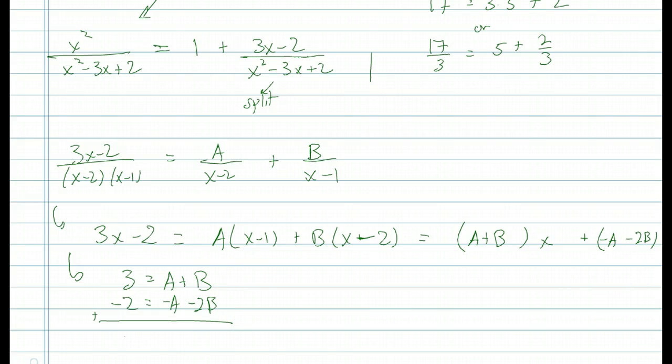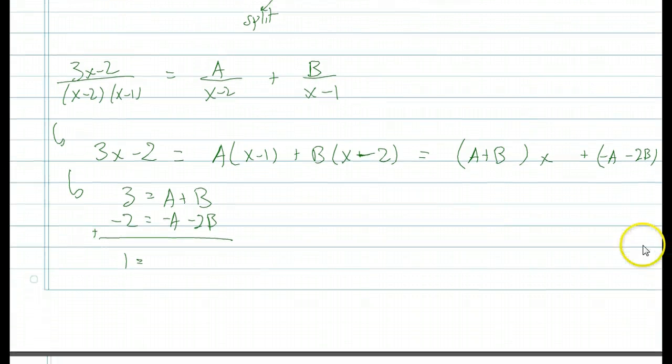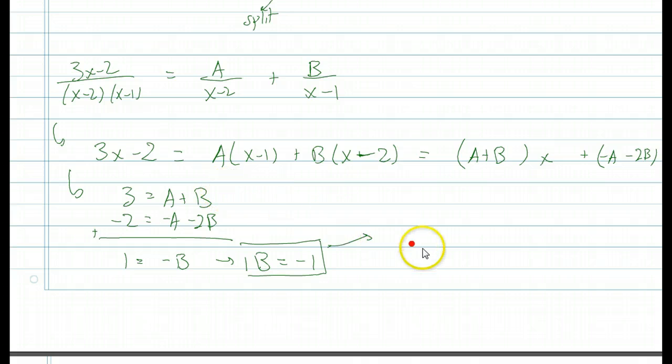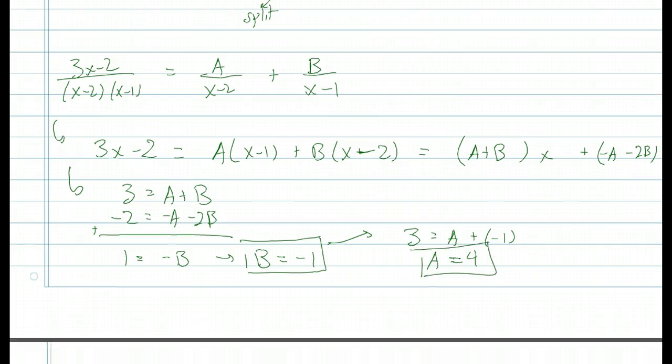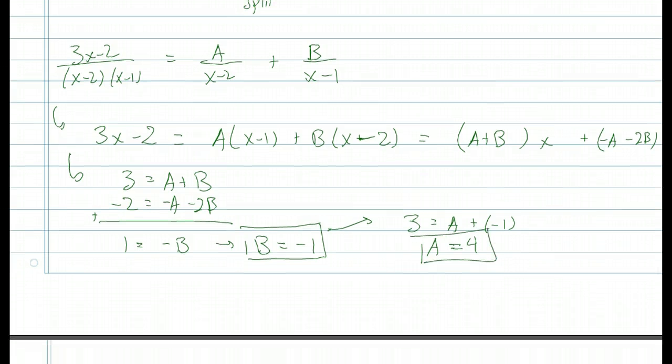Now, the easiest way to solve this is to just add the equations together, because the a's cancel out when we do that. We get 1 is equal to negative b, which tells us b is equal to negative 1. Plug that into, say, the first equation, and it gives you that 3 is equal to a plus negative 1. Then solving for a, we get that a is equal to 4. So now we're going to go back in and plug in a is 4, b is negative 1 in here, and that's going to help us to evaluate this integral.